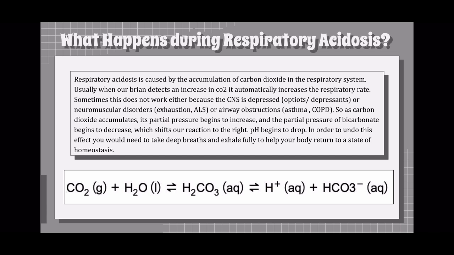So, as the carbon dioxide begins to accumulate, the partial pressure of carbon dioxide begins to increase and the partial pressure of bicarbonate begins to decrease. And as we all know, that would shift our reaction to the right, creating more acid, which causes pH to drop. And in order to treat respiratory acidosis or to undo this effect, all you would have to do is take deep breaths and exhale fully to help your body return to a state of homeostasis.